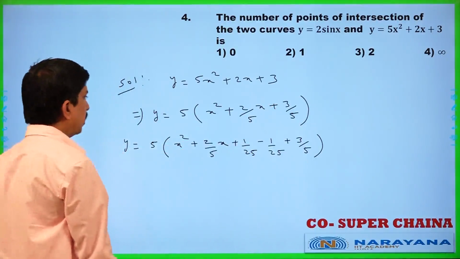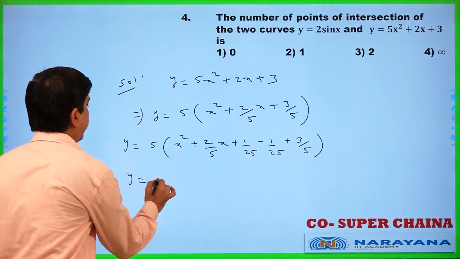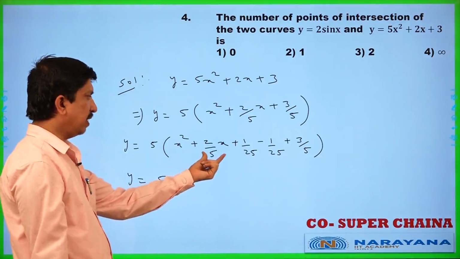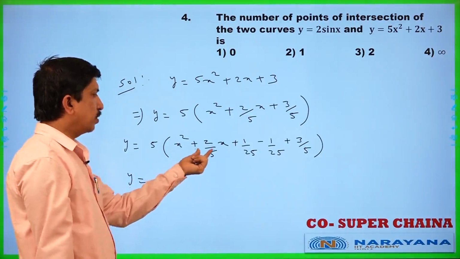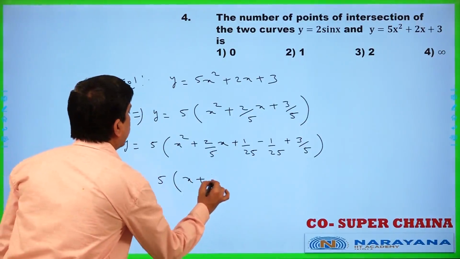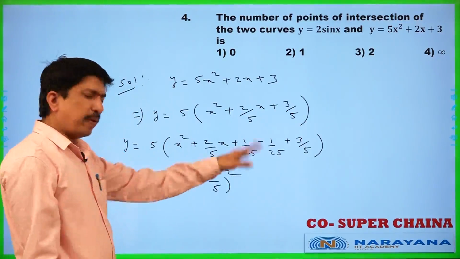Now, once you observe this, we will check what you get. y equal to, I am writing individual terms. The first three terms mean a square plus 2ab plus b square only. That is nothing but x plus 1 by 5 whole square. After that, I expand that.